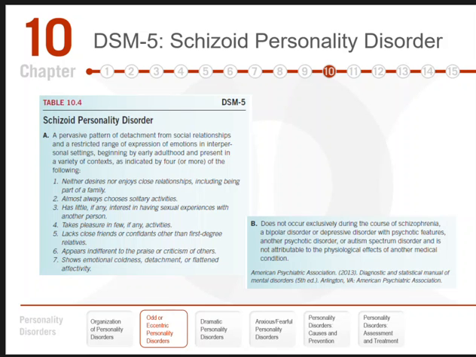Now, let me give you an example, and you can read through those symptoms. This would be an example that would not interfere in the person's daily activities. Let's say this person that we're describing got a job with the help of friends.